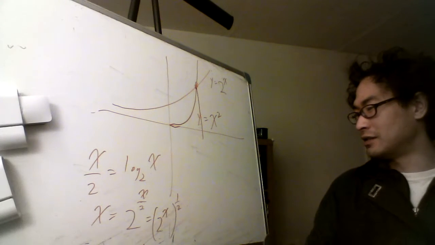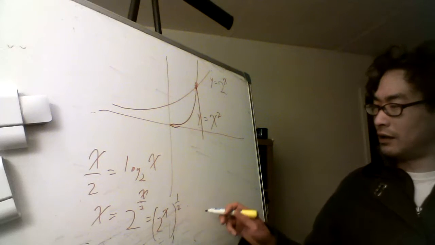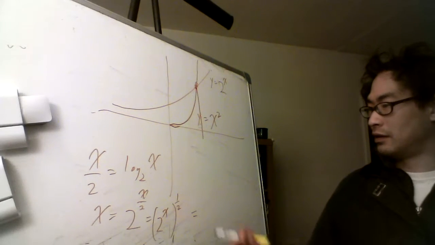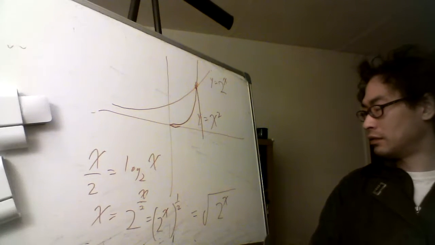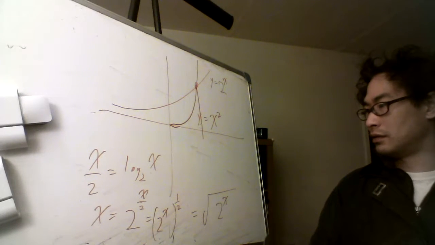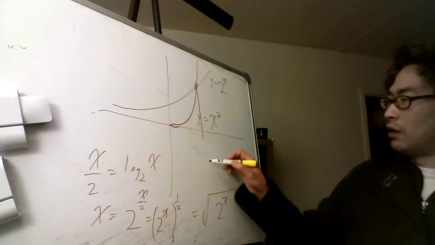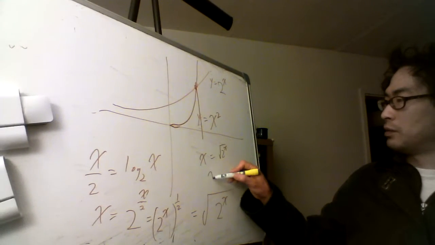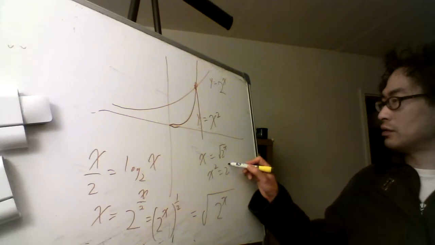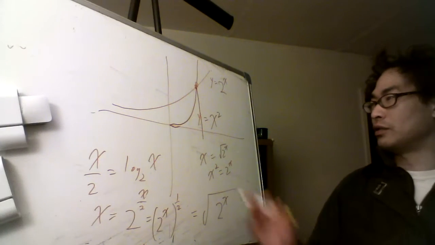What the hell is this? Oh boy. Okay. Square root of 2 to the x, okay. So you have x is equal to square root of 2 to the x, so you multiply by x, squared is 2 to the x. We come back, we're circling around.